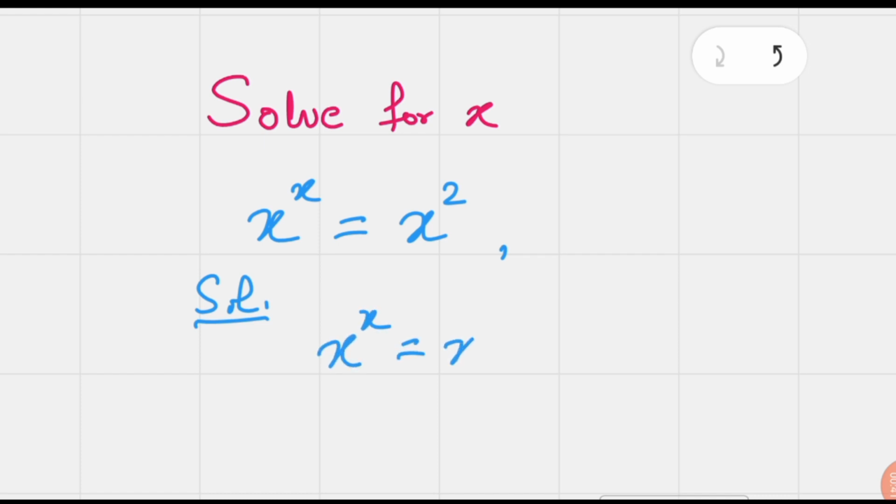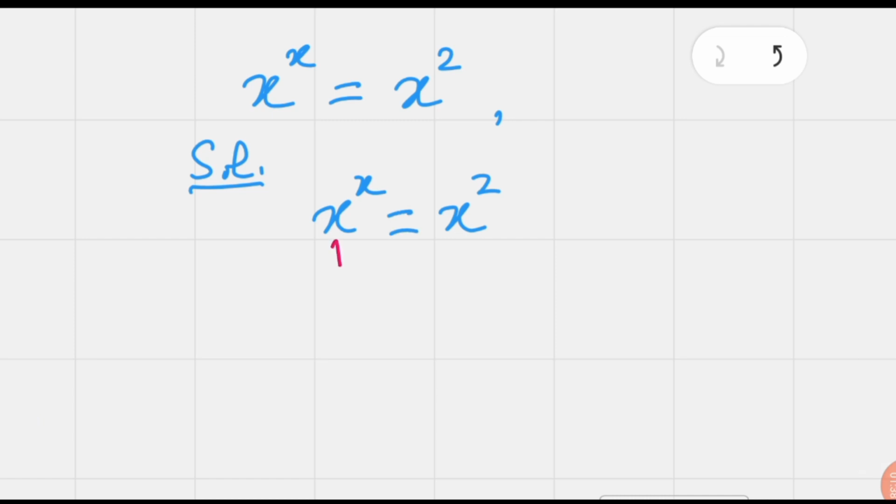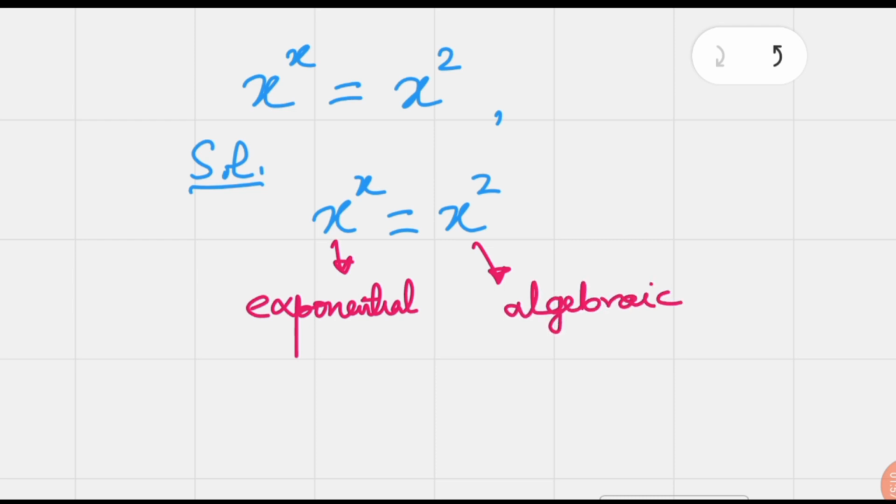So if you notice, the equation is of the form x to the exponent x equals x squared. On the left side, we have x to the exponent x, which is an exponential function. And on the right hand side, we have x squared, which is nothing but an algebraic expression. So basically, we are given an equation which couples an exponential function and an algebraic function.